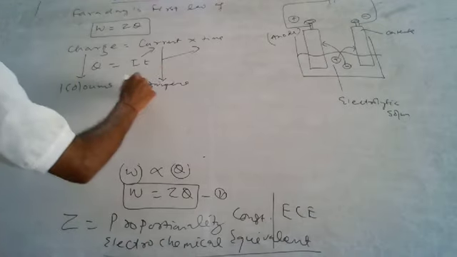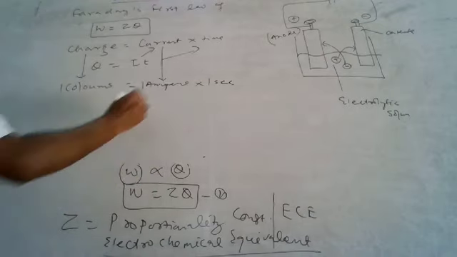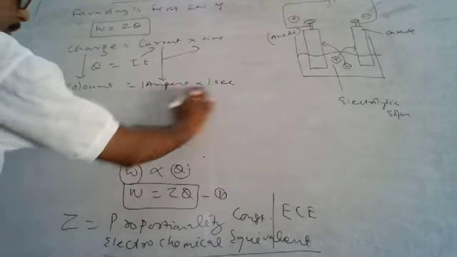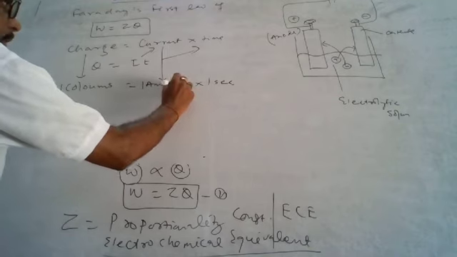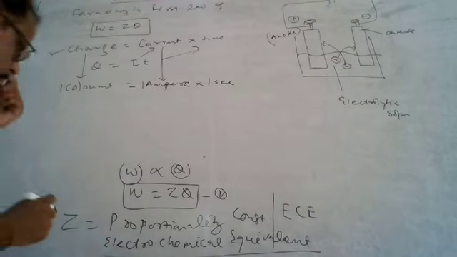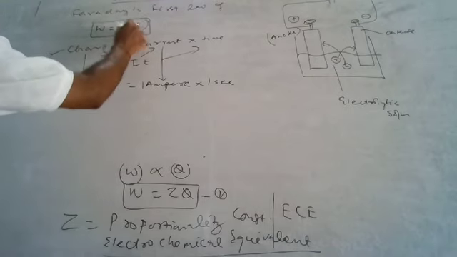1 coulomb is 1 ampere into 1 second. So that is the Faraday's first law of electrolysis. In place of Q, we can write I into T.